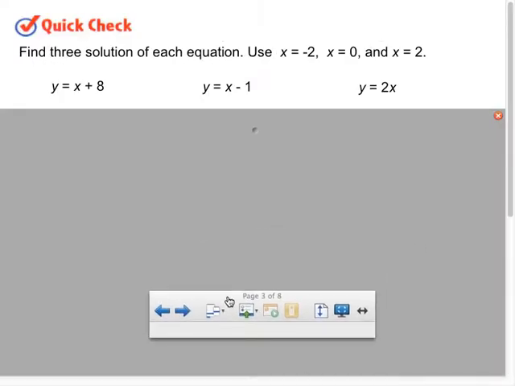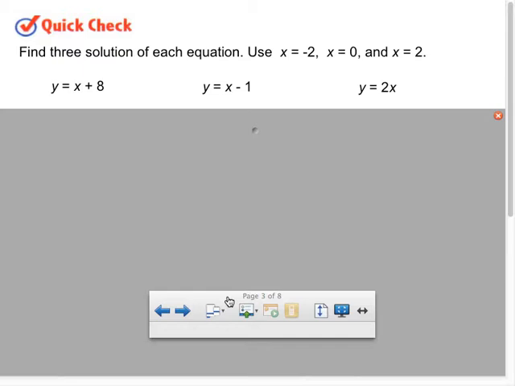All right, here's what I'd like for you guys to do. I want you to find 3 solutions for each equation. Here are my 3 values of x. So they're giving you the values of x. They're saying, here are my x values, give me the solutions that go with these x values. They're telling you the inputs. You need to find out the outputs so you can give me the solutions.